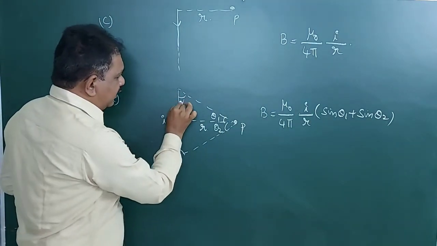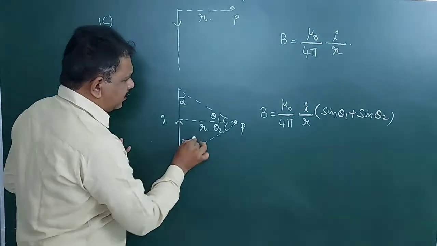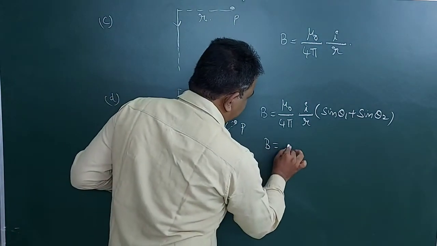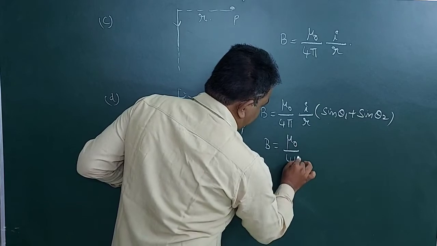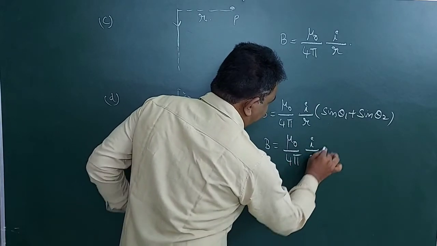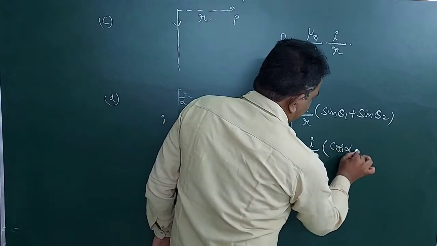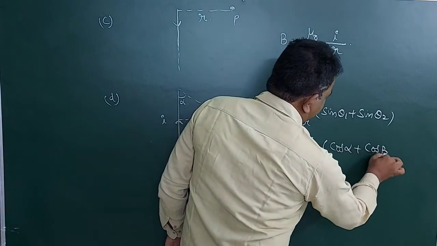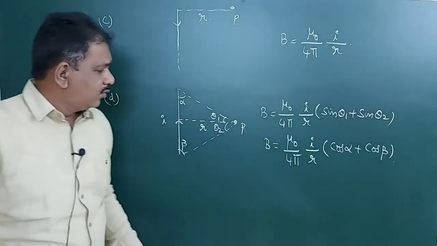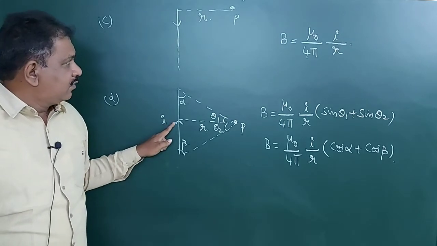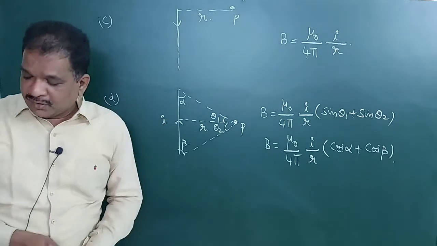If these angles are alpha and beta, then B is equal to mu naught by 4 pi I by R into cos alpha plus cos beta. Okay. This is a finite wire. This will be an infinite wire.